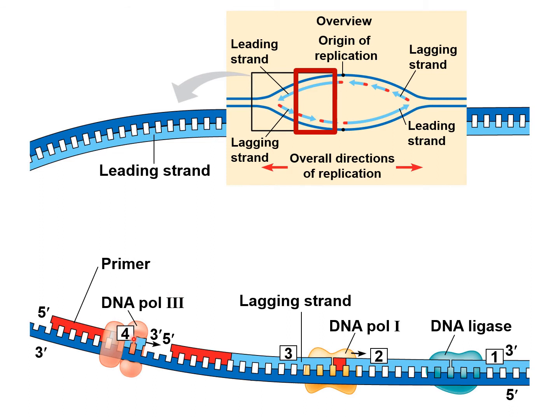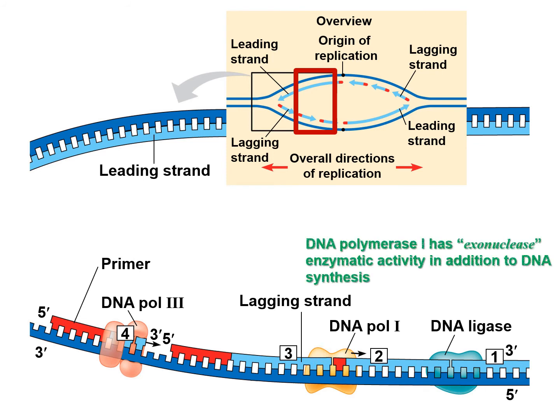Once it does that, DNA polymerase 3 falls off, and DNA polymerase 1, with its exonuclease enzymatic activity, in addition to the DNA synthetic activity that it has, displaces those RNA nucleotides and synthesizes additional DNA to fill those 5 to 10 nucleotides from the RNA. Once it bumps into the previous DNA fragment, it falls off and DNA ligase comes in and anneals that phosphate backbone.